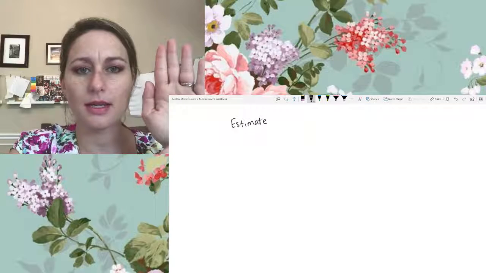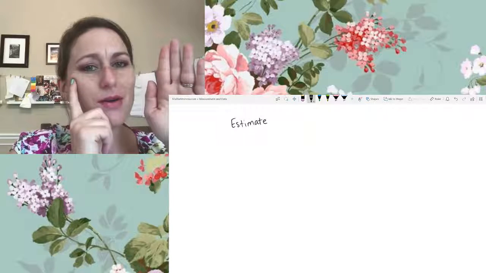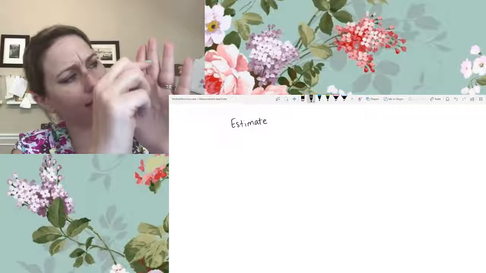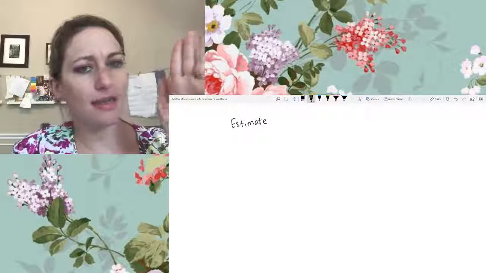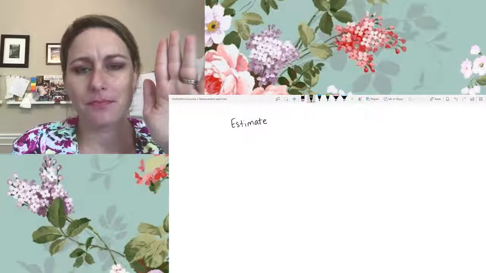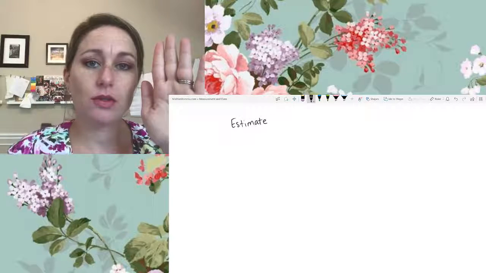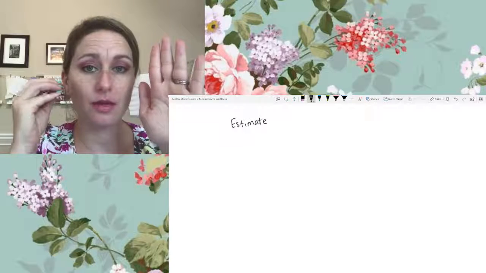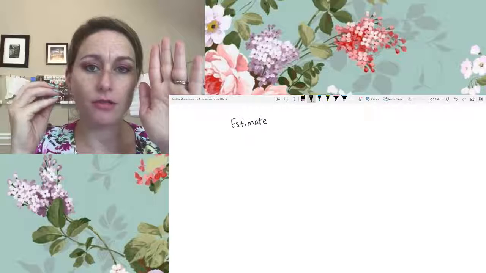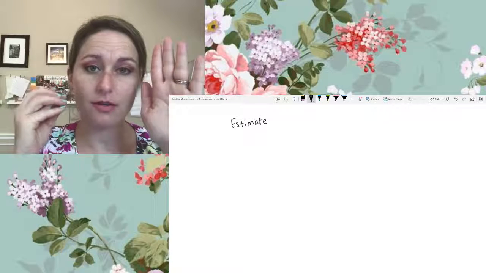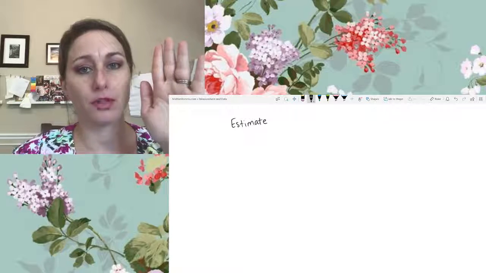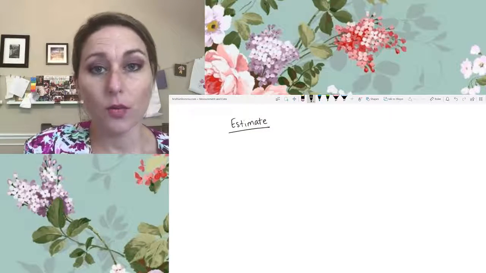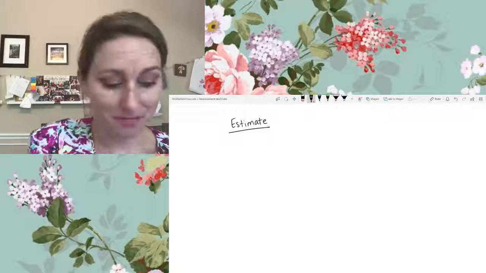So the first thing I do is I estimate, about how many Linker cubes would it take to measure my hand? I think about 8 Linker cubes. That estimation is really important for students to create a mental picture of about how big the unit is. If they don't have the opportunity to do that estimation first, then they're not creating a mental picture. So always estimate first. Once we've estimated, we're going to go ahead and measure.